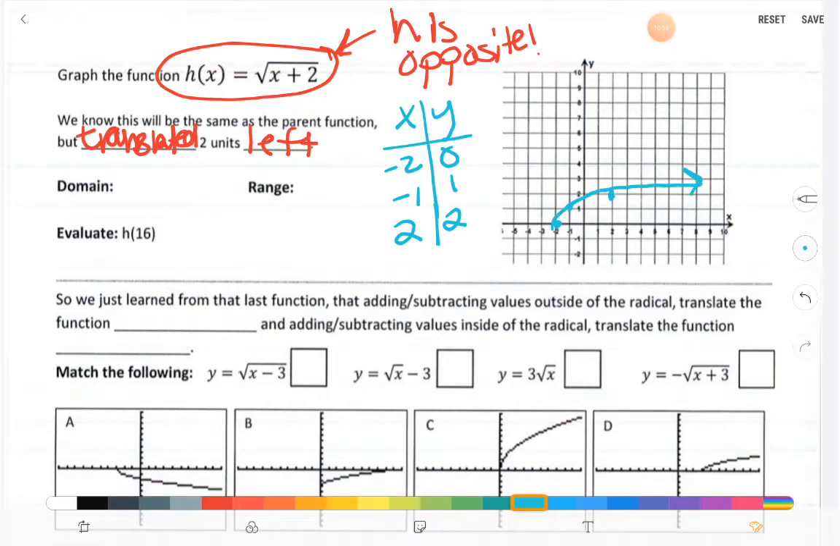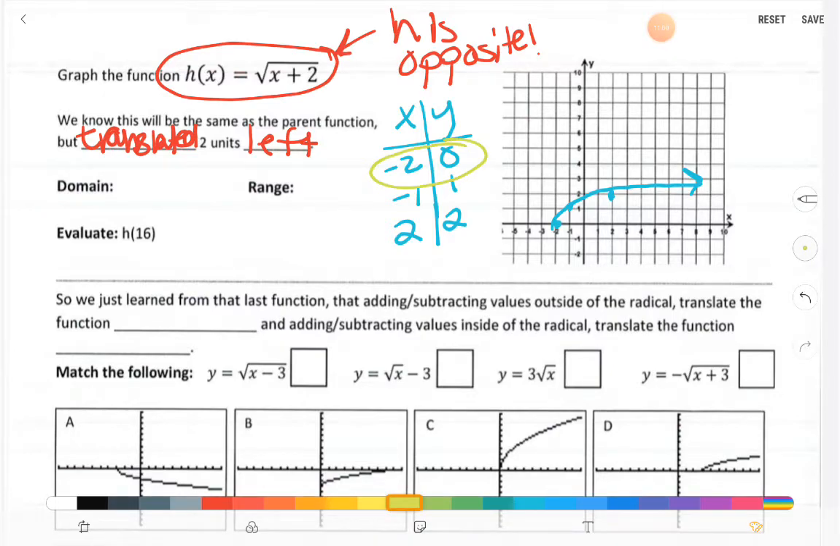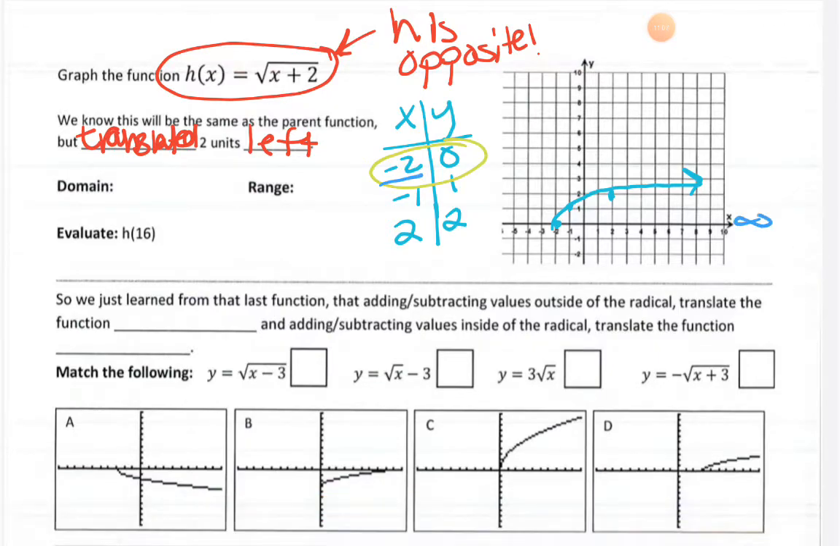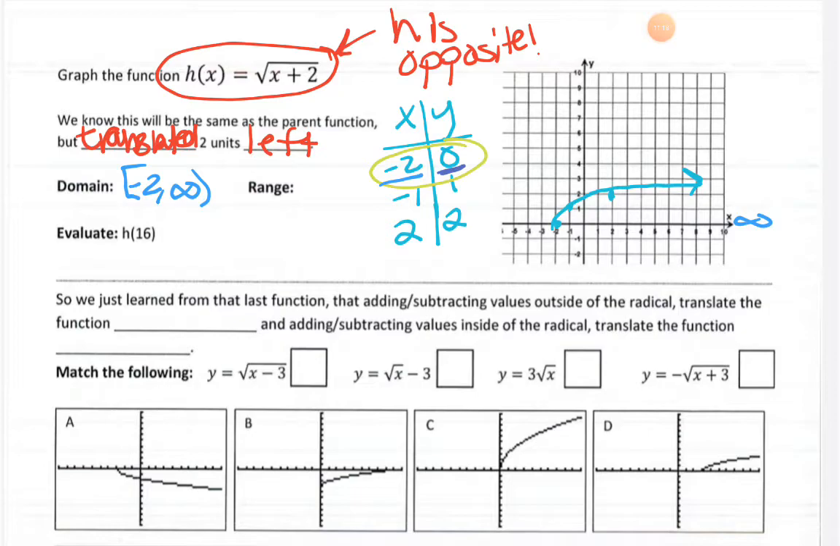All right, so again, here's our starting point. So let's talk about what this domain and range looks like, okay? So the domain comes from the x values. Now it's going all the way to infinity, okay? So it's going to be -2 to infinity. Bracket on the -2 because it's included in the graph. All right, and our y value is going to start at 0 and it's going to go up towards infinity.